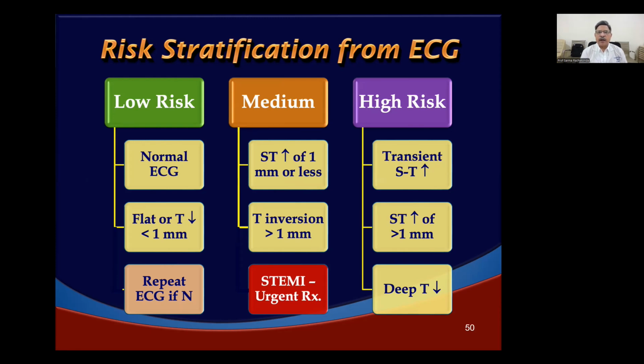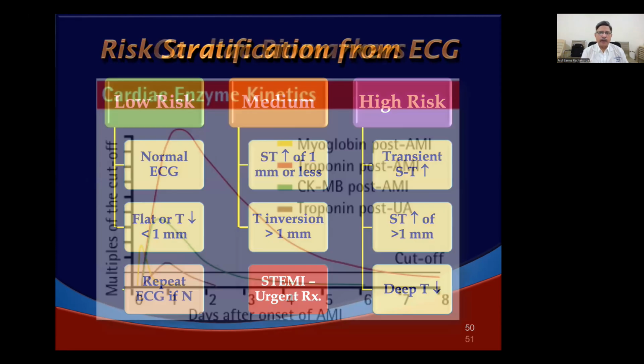person is low risk. High risk fellow: transient ST elevation of more than 1 millimeter, deep T inversion. Medium: ST elevation less than 1 millimeter, T inversion more than 1 millimeter, then maybe a medium risk patient. If it is STEMI, ST elevation is there, urgent treatment will be required.